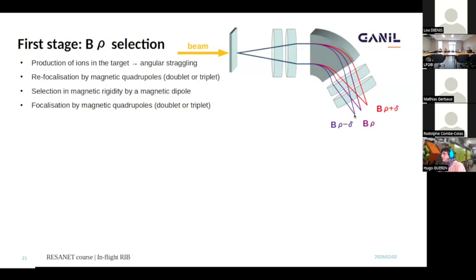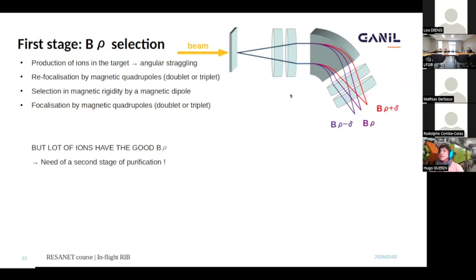Ions which have less magnetic rigidity are much more deflected than ions with a high Bρ. Then at the end of this magnetic dipole, you also use magnetic quadrupoles, again doublet or triplet, to focalize your beam. And then at the end of this first stage, you separate ions with their Bρ, with a certain acceptance. Okay.